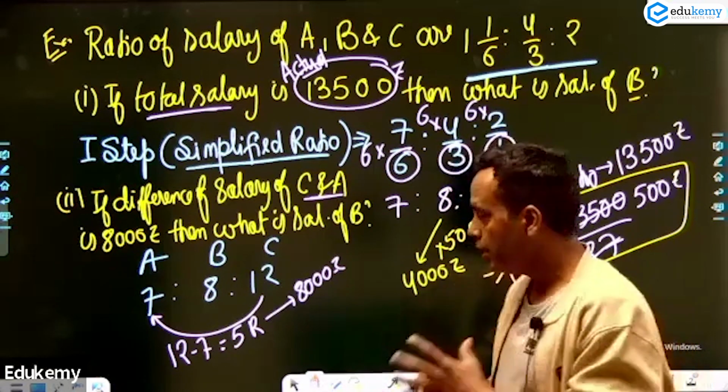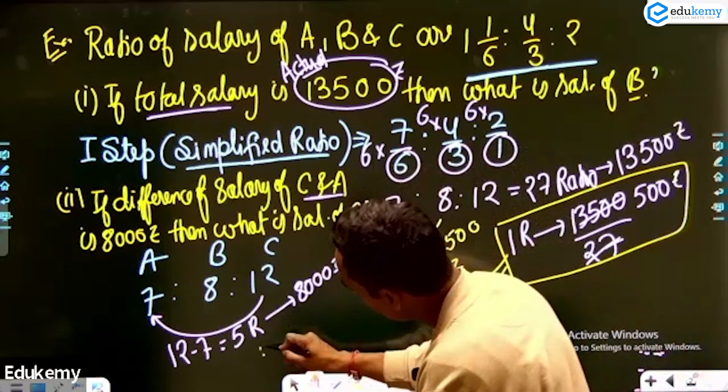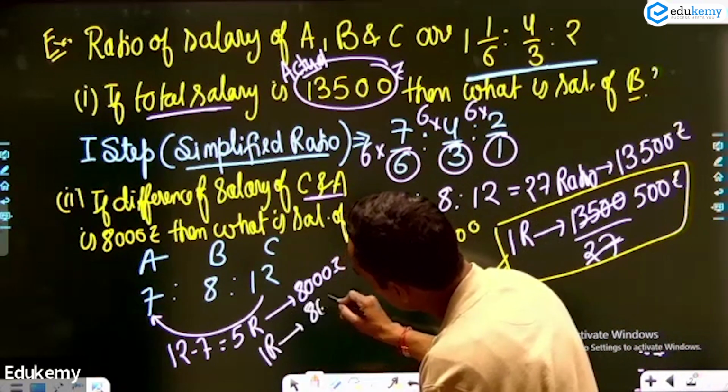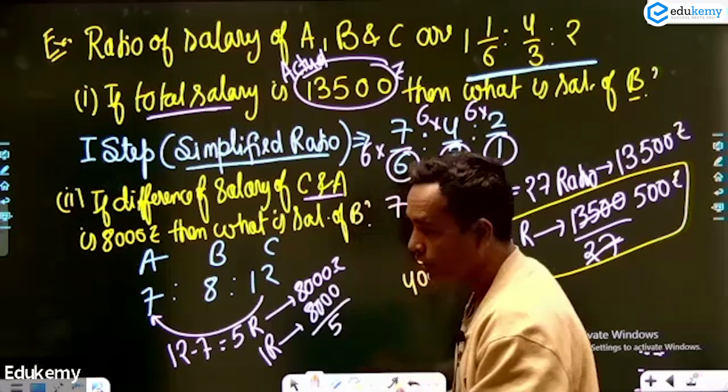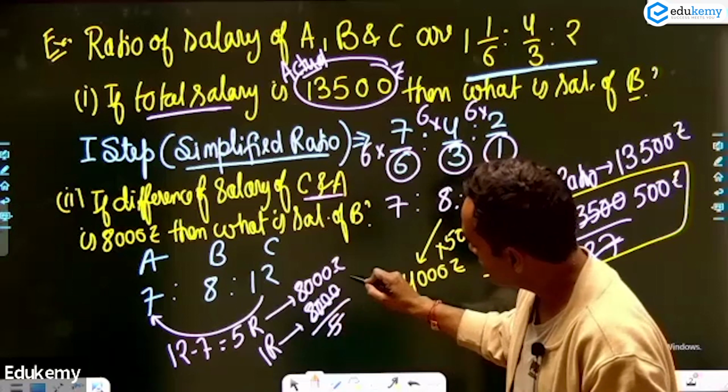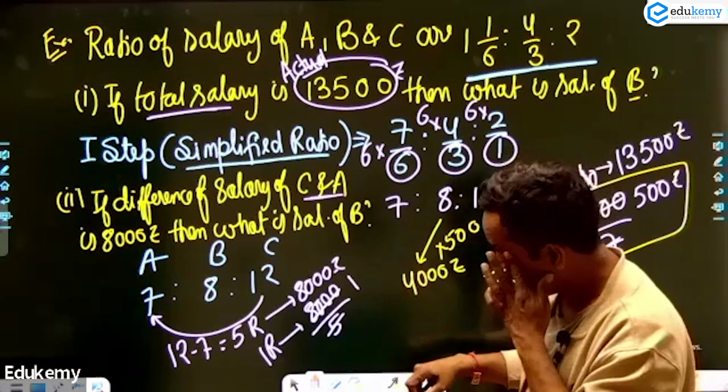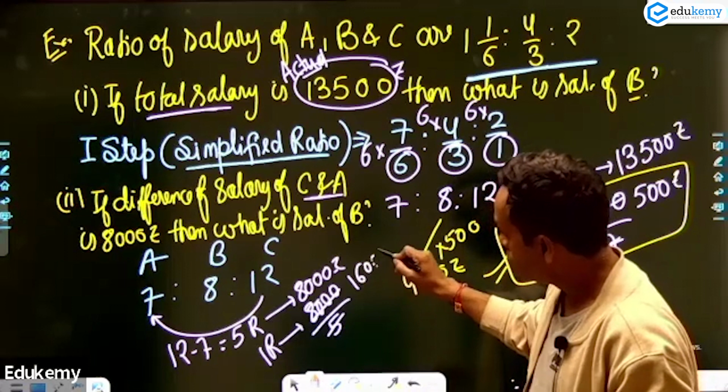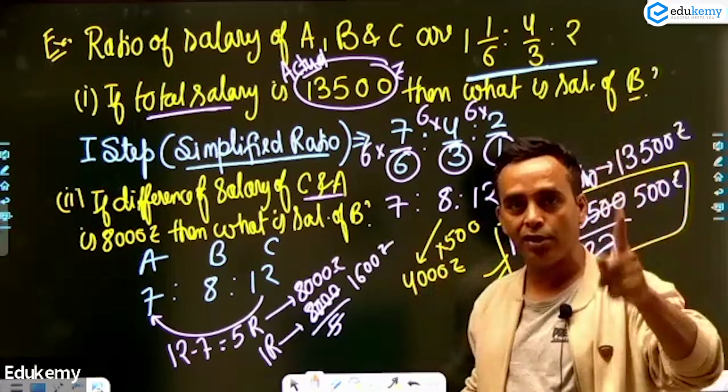So can I say it is equivalent? What is equivalent? One ratio is equivalent to 8,000 divided by 5. Now divide. 5 ones are 5, okay, how much is it? 5 sixes are 30, then 00. So one ratio is equivalent to 1,600 rupees.